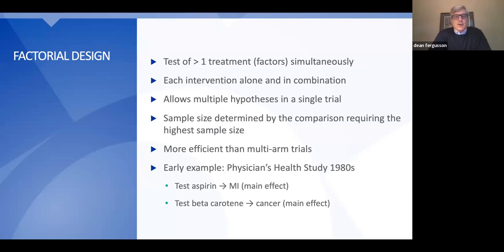And it does so by comparing each intervention alone and in combination with the other factor. This is highly efficient because it allows multiple hypotheses in a single trial. Rather than a multi-arm study where you're randomized to multiple arms, here you're randomized to the combination of those interventions. And then the sample size is usually determined by the comparison that produces the highest sample size.